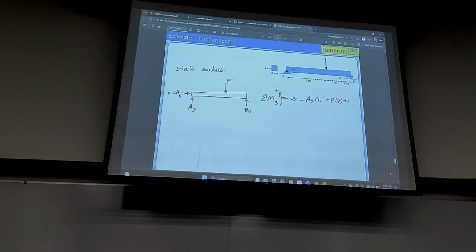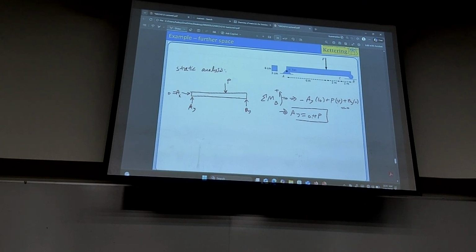So for emphasis, I put that: BY times 0. That's why we went for point B, so that we get BY times 0 in that equation. So this gives us AY to be 0.4 P. That's one relationship.